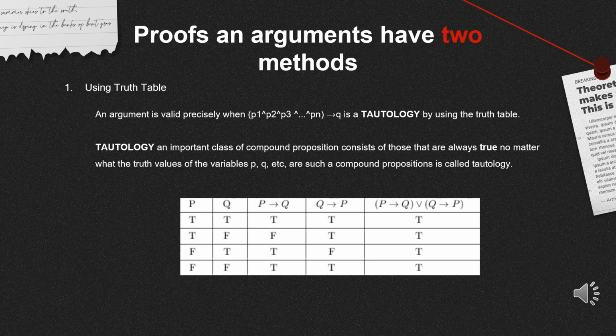Proofs and argument have two methods. First one, let's talk about using truth table. An argument is valid precisely when the statement is a tautology by using the truth table. Tautology is an important class of compound proposition, consisting of those that are always true, no matter what the truth values of the variables p, q, etc. are. Such a compound proposition is called a tautology.